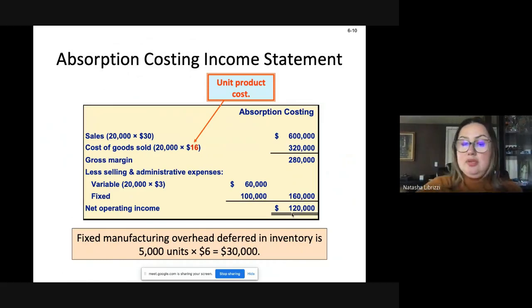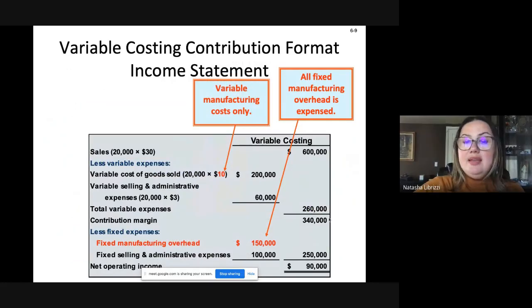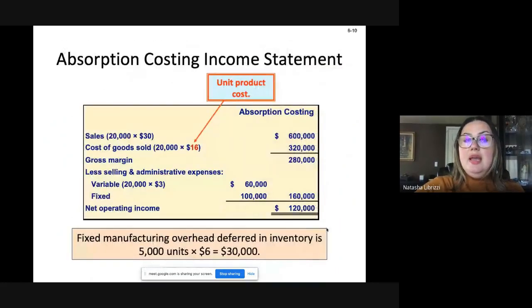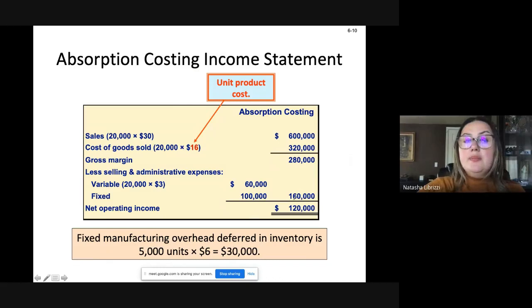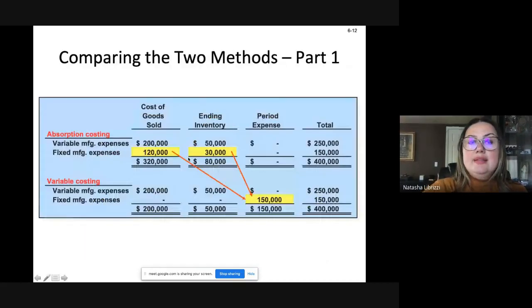So now you say, whoa, what's going on here, right? We have 90,000 under this method and 120 here. So 120,000 is my net income. And the difference is due, I'm just going to tell you this right now, to the cost we're using here, which is $16, not 10. So let's reconcile between the two.